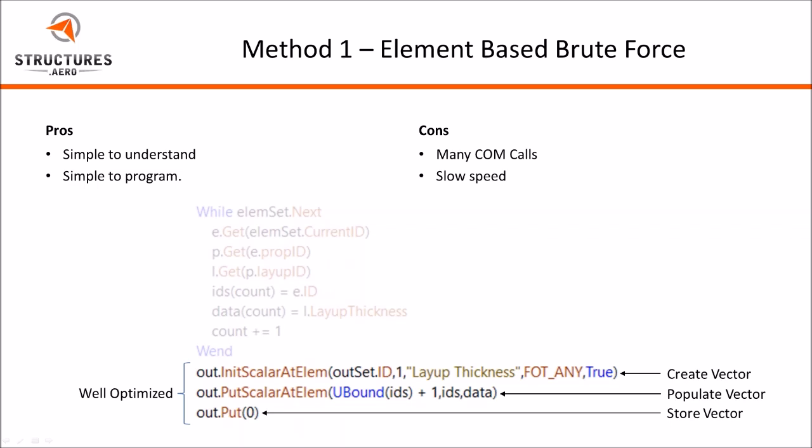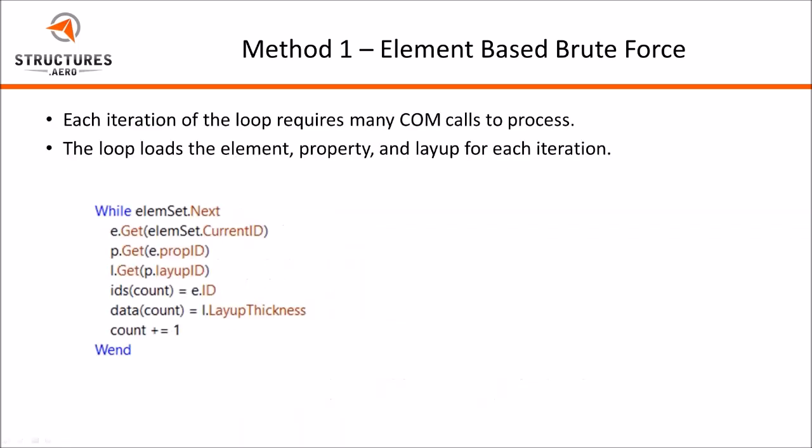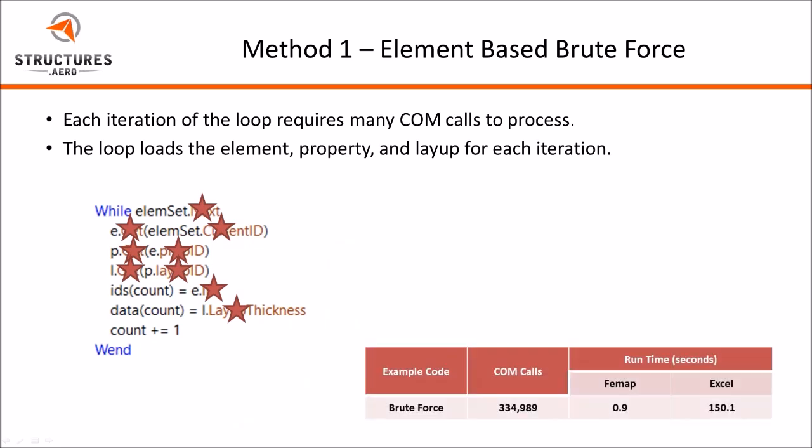So if we look back at that loop, there are multiple COM calls here, and these are what kill you. Every time it has to do a COM call to Femap, it slows things down. There's a lot of overhead, and there's a great impact on performance. So when we actually run this, the brute force method generates a total of 335,000 COM calls to Femap, and that's only for 35 or 36,000 elements.